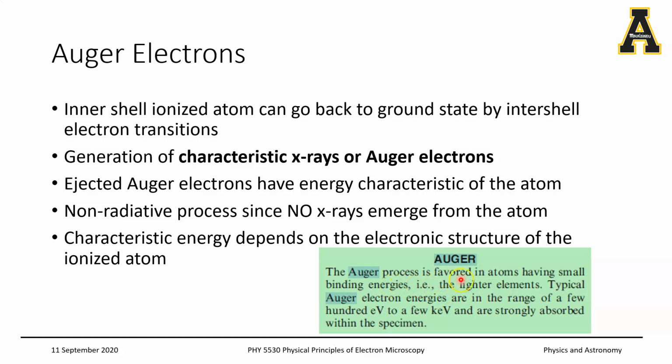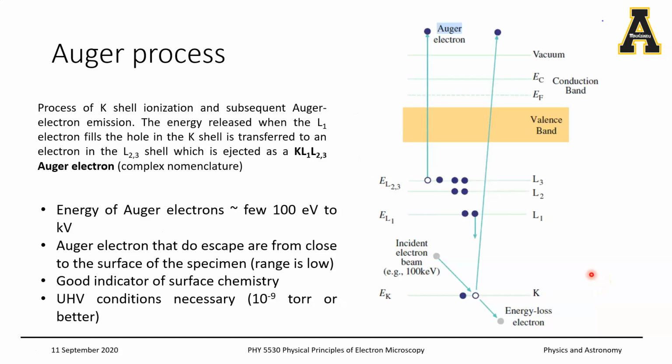So the Auger process is favored in atoms having small binding energies. Makes sense, because if the binding energy or the critical ionization energy of the L23 electron is too high, then most likely the X-ray that is generated, or the energy that is the difference of the L1 and the K, won't be sufficient to knock it off the orbital, right?